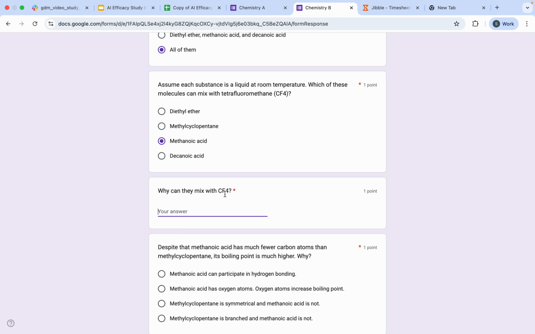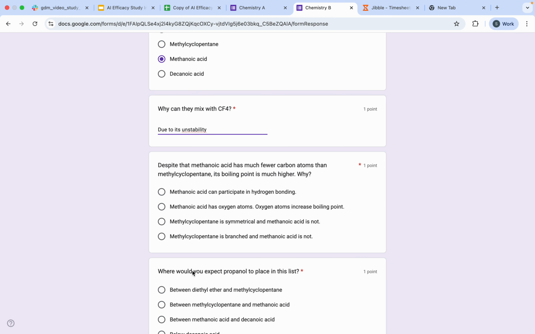Why can they mix with CF4? So due to its unstability.